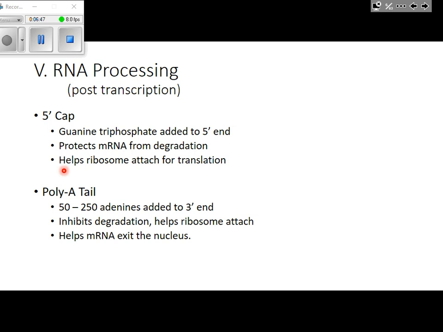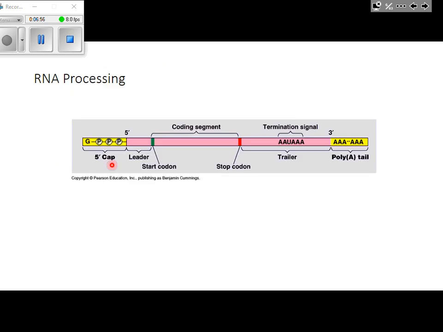It's also very possible, some of this we don't know for sure, but it's thought that the 5' cap helps the ribosome attach properly. Because when it's time for the ribosome to attach and begin reading these codons, you don't want the ribosome to start at the 3' end, because then it would be reading the message backwards.